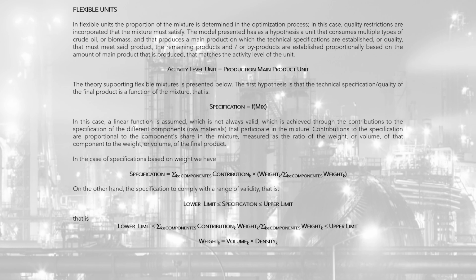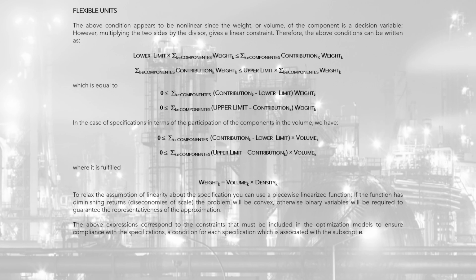In the case of specifications based on weight, we have: specification is equal to the summation over K components of the contribution K multiplied by weight K, divided by total weight of the product. The specification, to comply with a range of validity, is: lower limit less or equal than specification less or equal than upper limit. The above condition appears to be nonlinear since the weight, or volume, of the component is a decision variable. However, multiplying the two sides by the divisor gives a linear constraint.